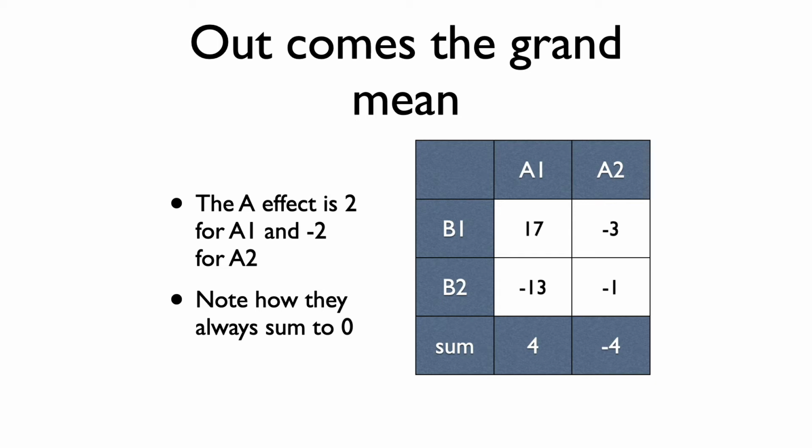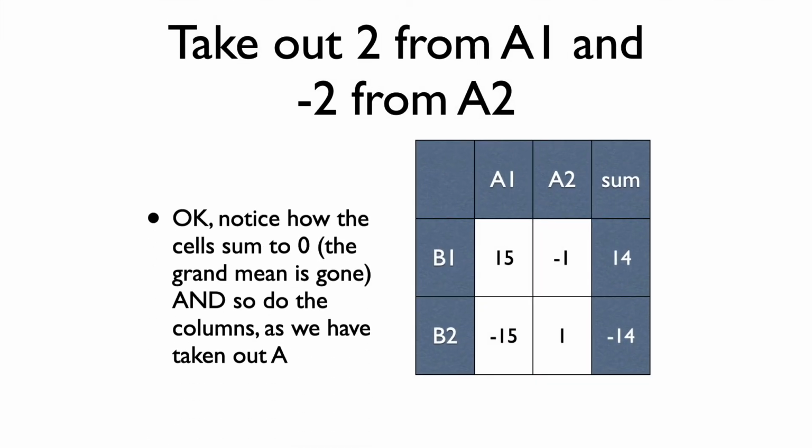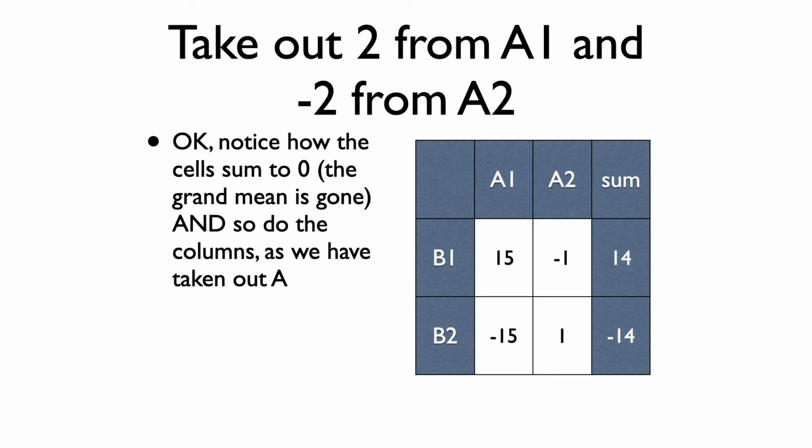is negative 15. Negative 3 minus negative 2 is negative 1. And that's going to be plus 1, the leftover minus there. And again, you can always double check yourself at every single step. Once you've taken out the grand mean, do all these cells sum to 0? Yeah, they still do. 15, negative 15, negative 1, 1.